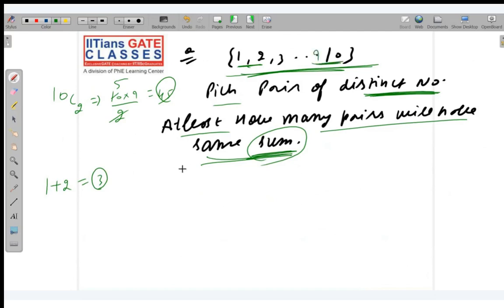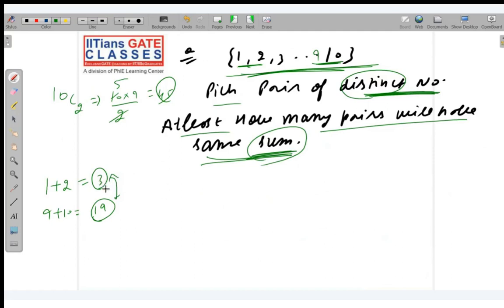You will take the biggest numbers, 9 and 10. Repetition is not allowed. Please do not say 1 plus 1 is 2. No, I cannot take 1 two times. I have to take it only one time because it is clearly mentioned distinct numbers. So 1 plus 2 is 3, and the biggest is 9 plus 10, that is 19. So the sum varies from 3 to 19.